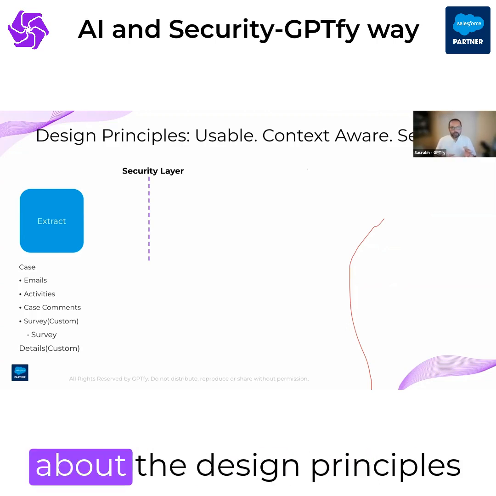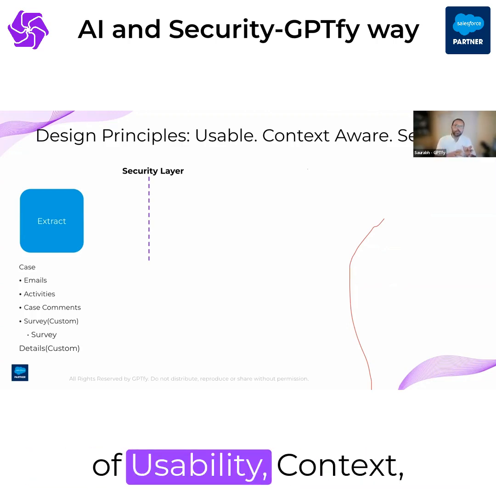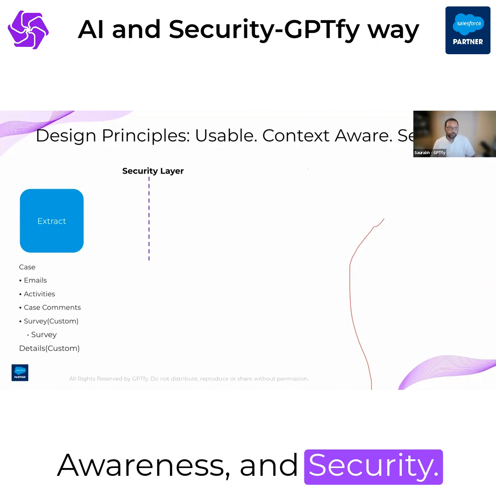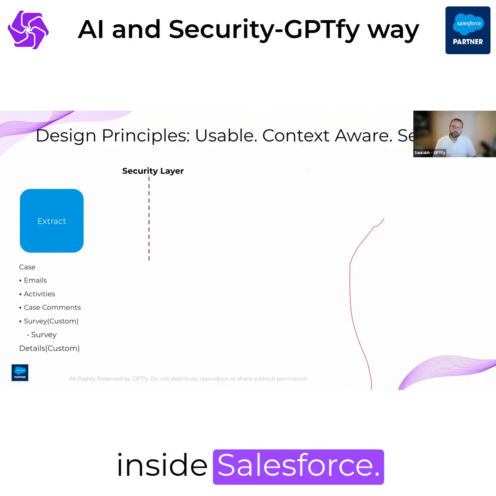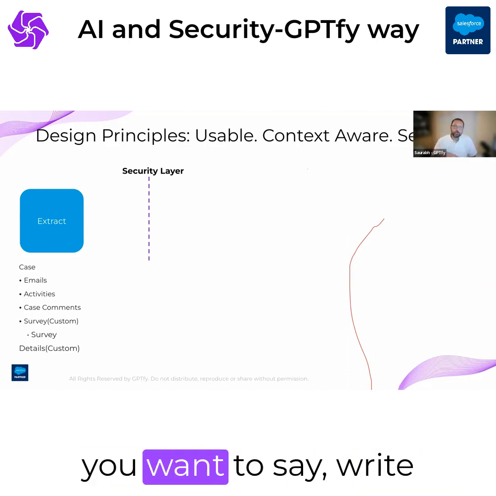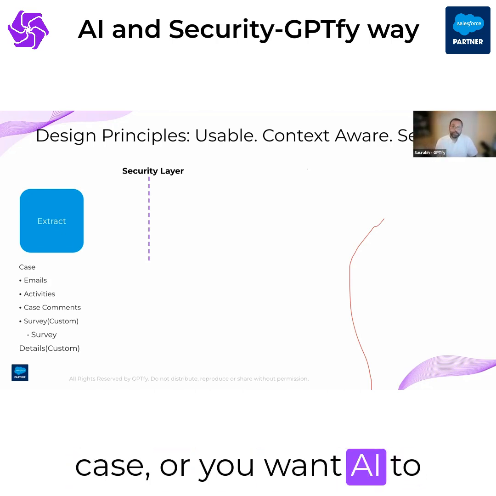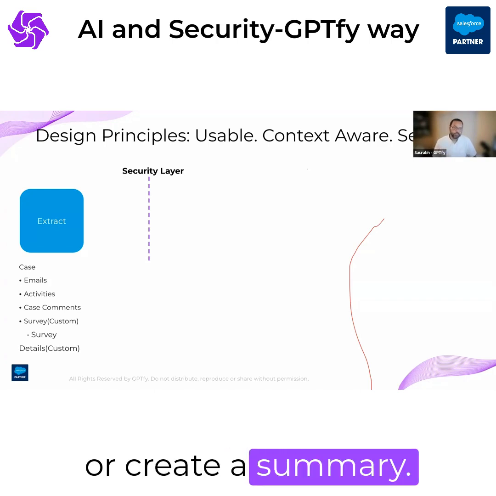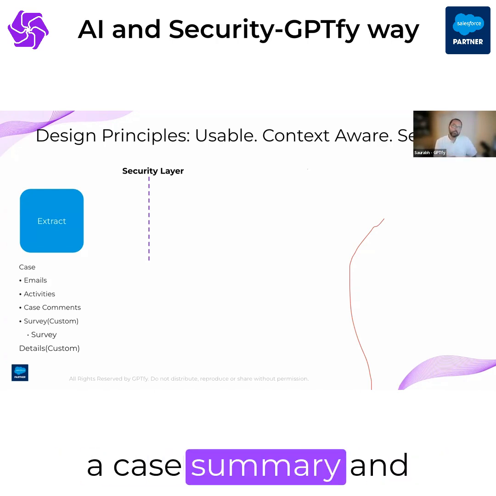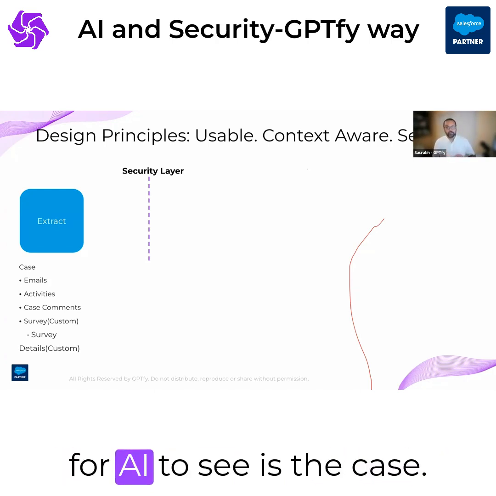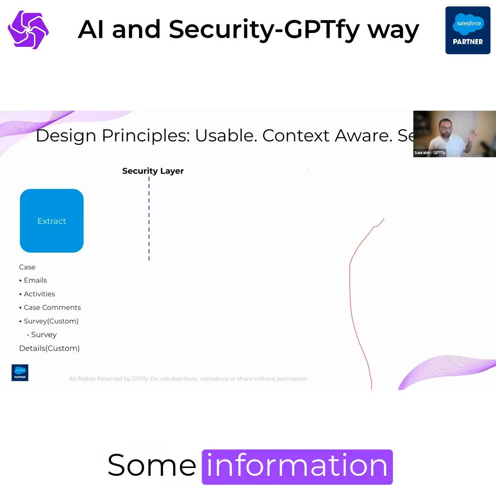So let's talk a little bit about the design principles of usability, context awareness, and security. So here you are inside Salesforce, you click a button and you want to say, write a follow-up email on a case, or you want AI to help you do that, right? Or create a summary. So let's say we are doing a case summary, and what you need then for AI to see is the case, some information from the case.